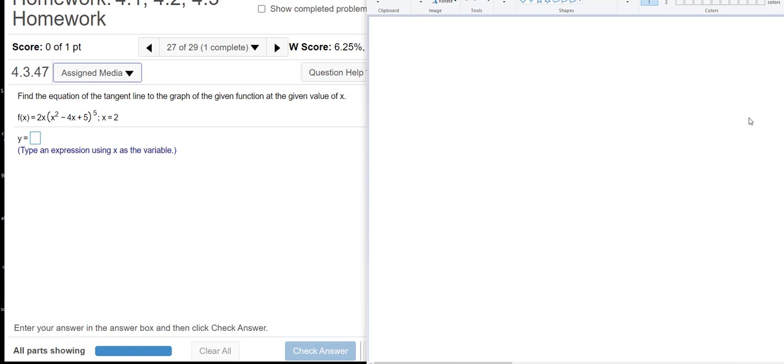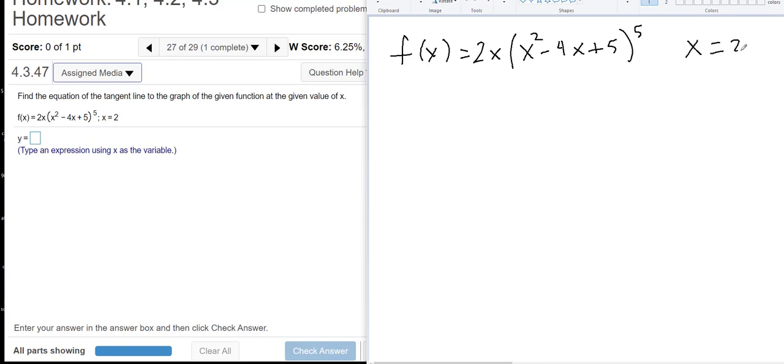Number 27. Find the equation of the tangent line to the graph of the given function at the given value of x. This time, f of x is 2x times x squared minus 4x plus 5 to the 5th power, and we want to know where x is 2.